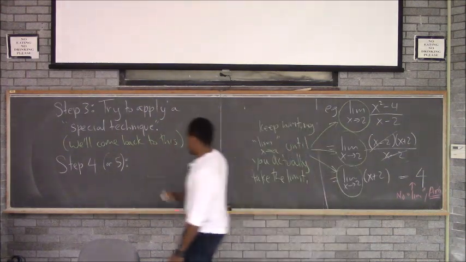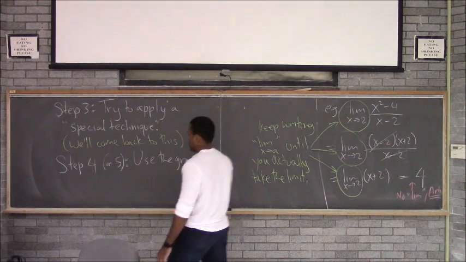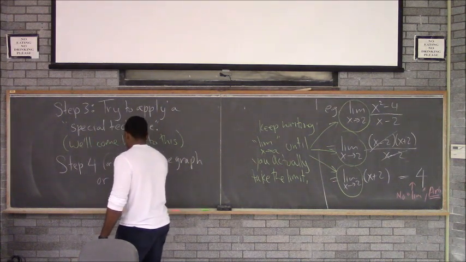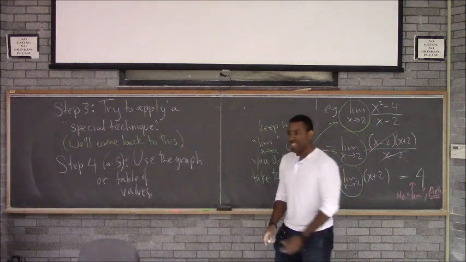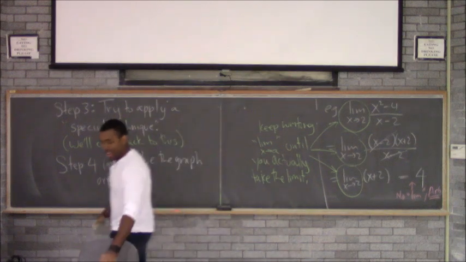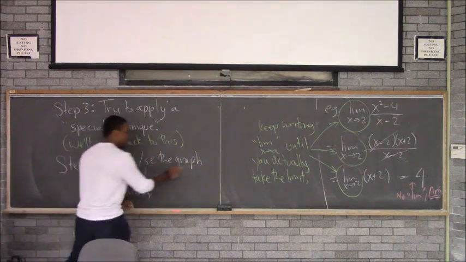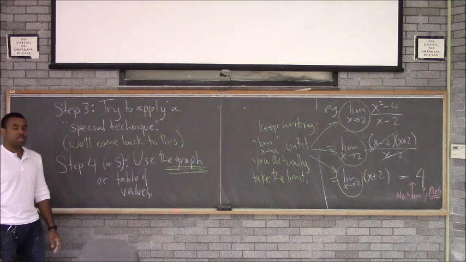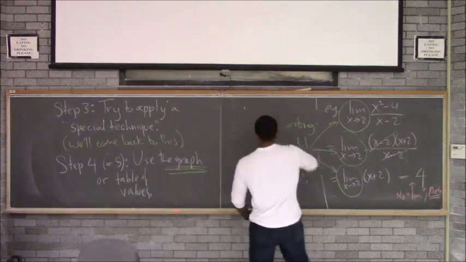So the first thing is going to be to use the graph or table of values. Now, table of values is kind of a last-ditch effort. That's when you're really not seeing it. But the graph is something that if something is reasonably easy to graph, you should be able to graph it really quickly and see what's going on. And of course, we actually saw this with the last few examples I did.